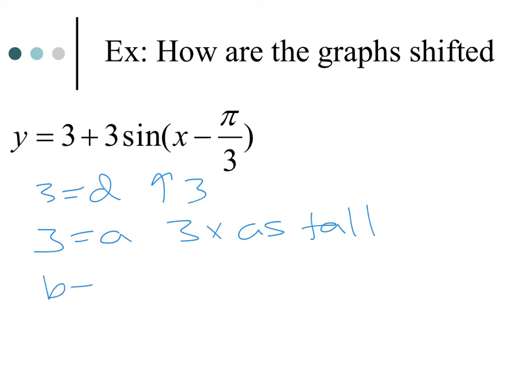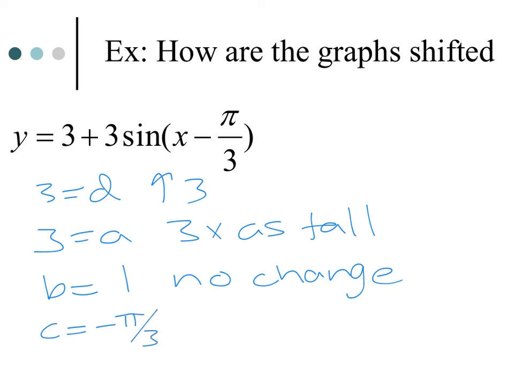Here again we can see that b is equal to 1, so that is no change there. And you don't have to continually write no change if there is no change. I just want to make sure we identify that our b is 1. And then our last value, c, is negative pi over 3. So that's going to reflect a right shift by pi over 3 units.